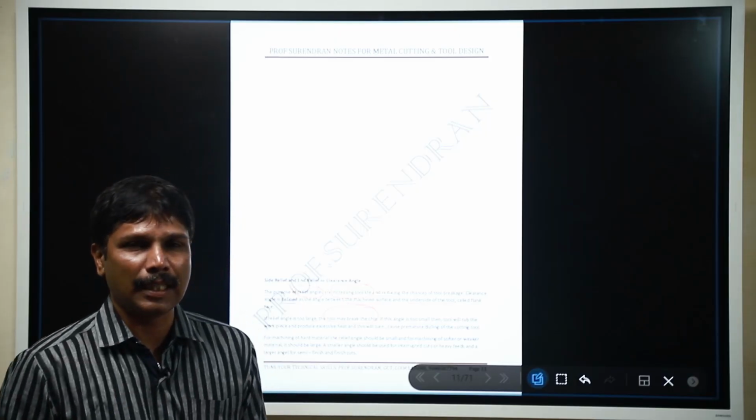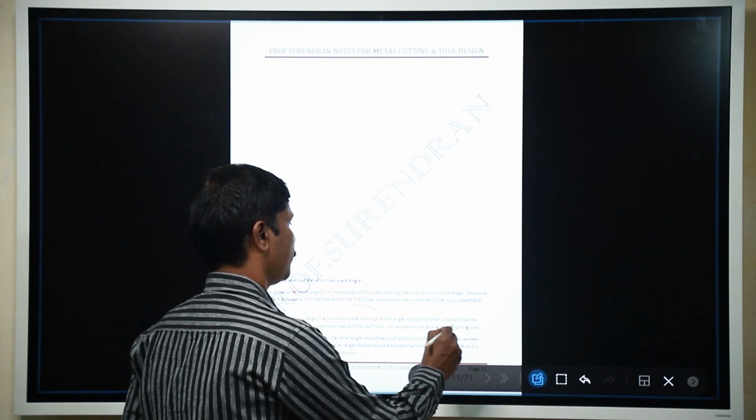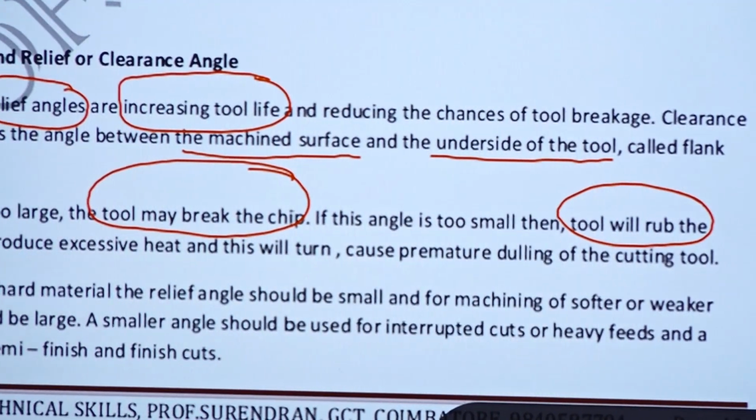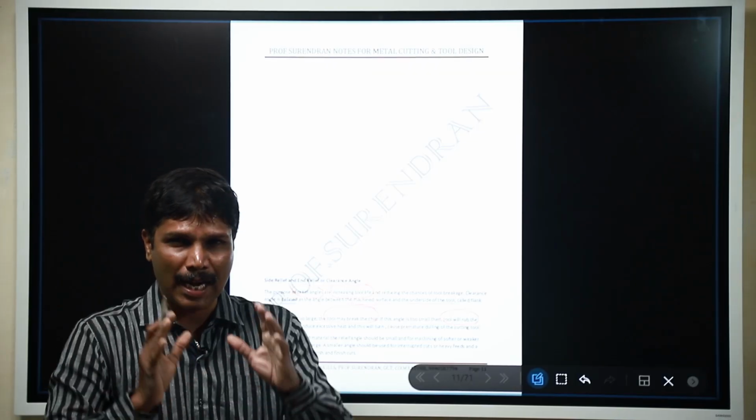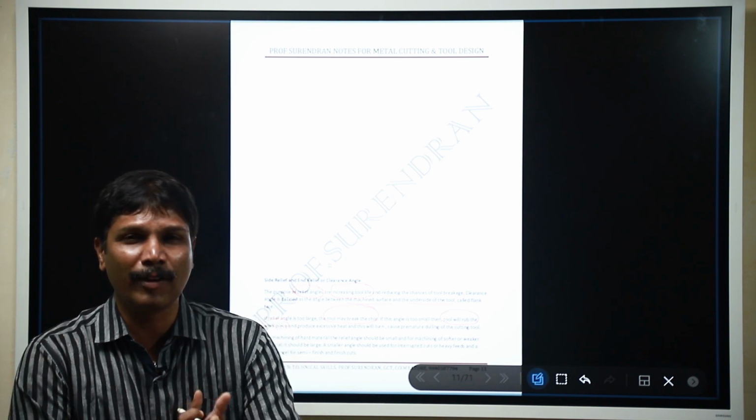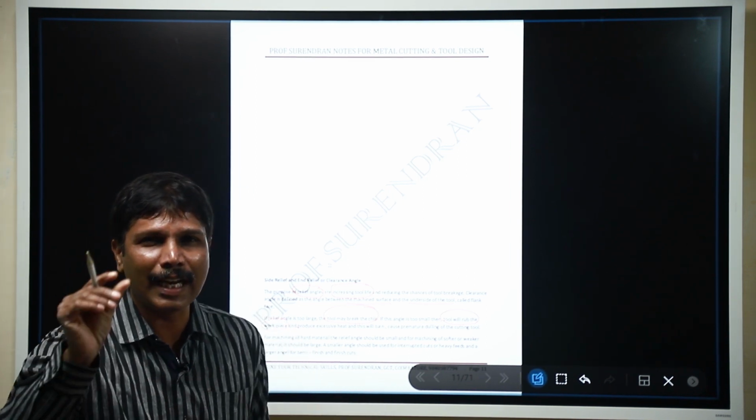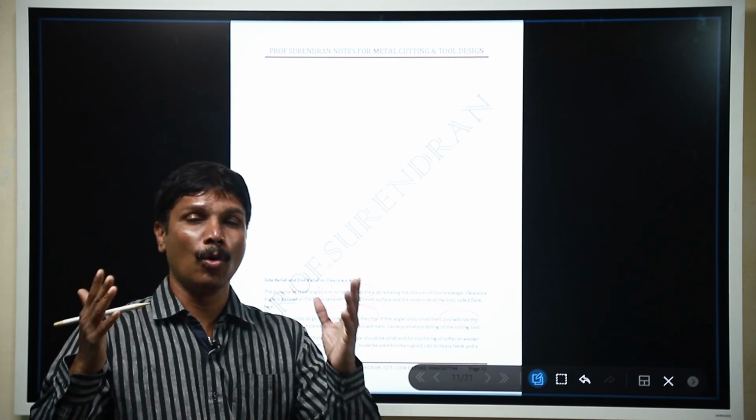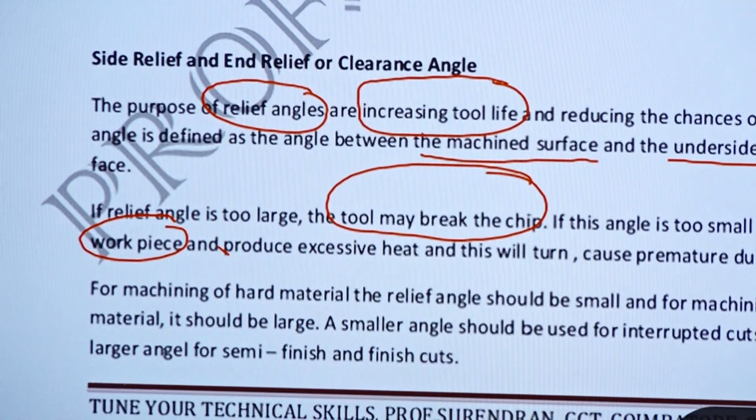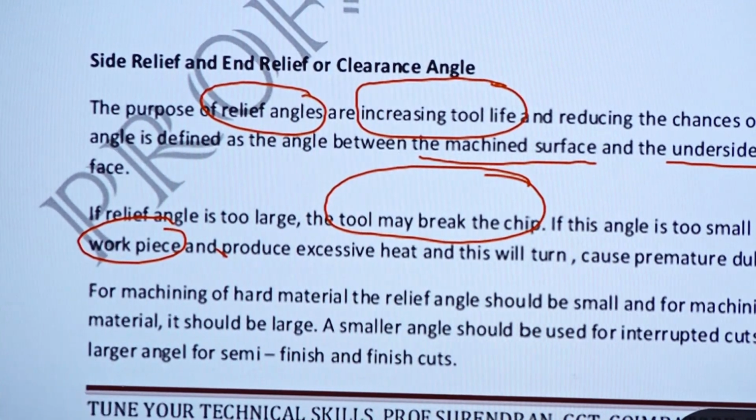In the other case, if the angle is too small, the tool will rub the workpiece. Small means rubbing takes place and more heat will be produced. When there is rubbing, what happens? When you rub your hands, what happens? Heat will be produced. So when the clearance angle is small, more heat will be generated. When the clearance angle is large, the tool may break.